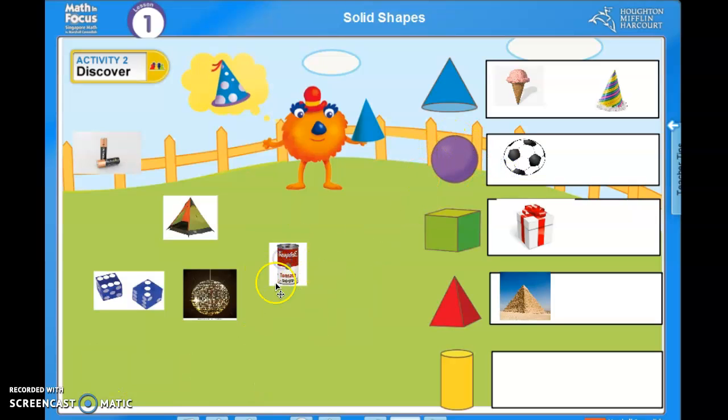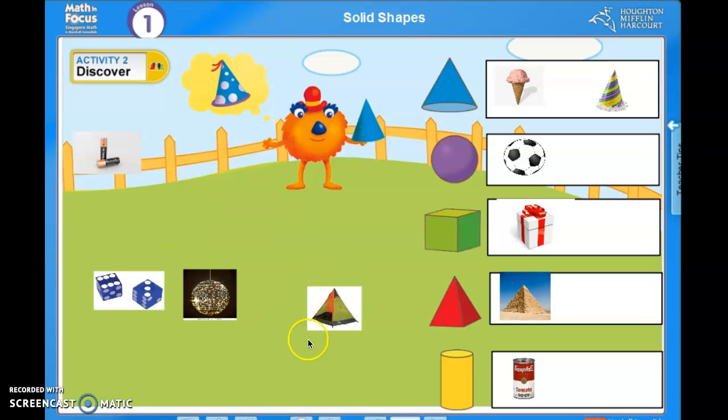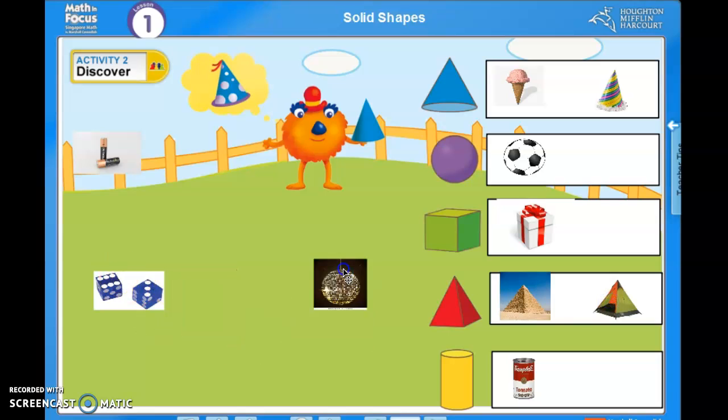All right, what about this can of soup? Which shape over here does it match? It matches the cylinder, the yellow cylinder that's down here at the bottom. All right, what about this tent? What shape does this tent match? Say the color or the name of it. It matches the pyramid.